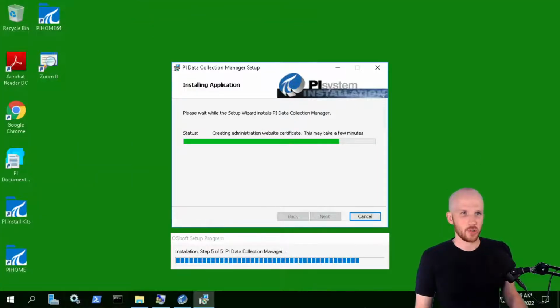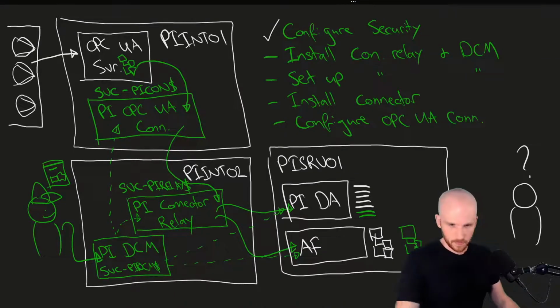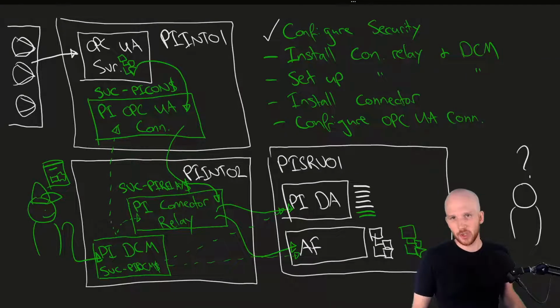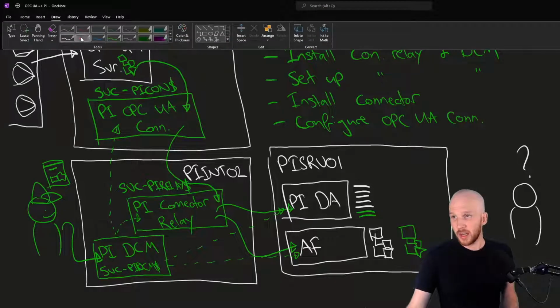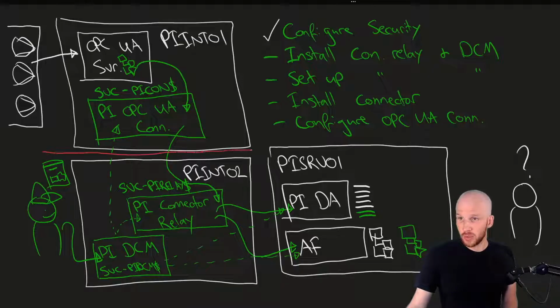So while those finish installing, back to our little diagram. A little more on architecture. So a nice thing about connectors is the flexibility in architecture. We've got 3 machines here. We could easily have 4 and have Pi Connector Relay installed on a different one. I mean, DCM probably installed on a different one. Really, this allows you to split up your machines on different networks.